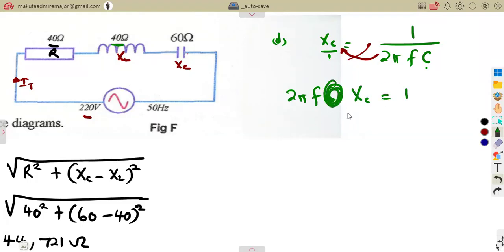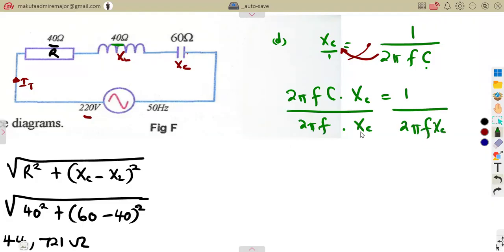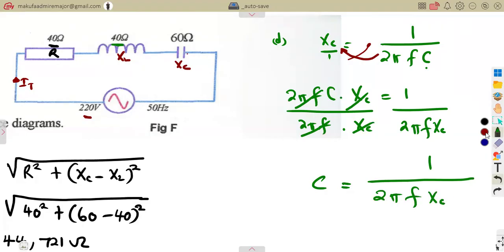Remember, what you need is the capacitance this time. So you divide by 2 pi f XC. This cancels, remaining with the capacitance. So the capacitance is going to be given as 1 over 2 pi f XC. For a capacitive circuit, you just interchange these two. XC is equal to this, and capacitance is also equal to this. It's just interchanging of that.